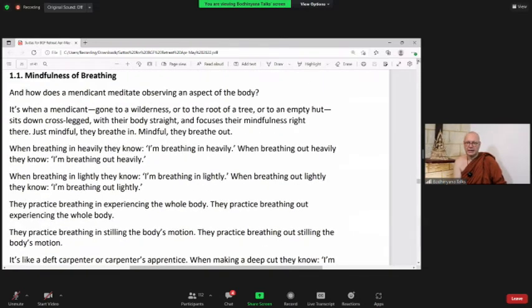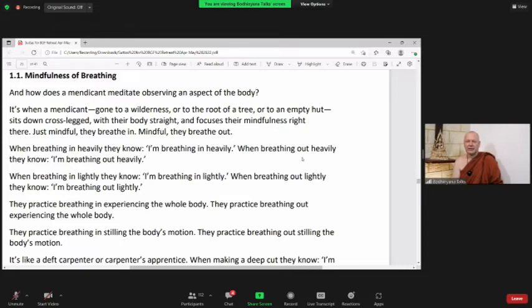So here we have the mindfulness of breathing. This is exactly the same as we saw before in the Kayagata Sati Sutta. So I will just read it out just for completeness, and then we can discuss this in detail when we come to the actual Anapanasati Sutta, the sutta on mindfulness of breathing. And how does a mendicant meditate contemplating or observing an aspect of the body?